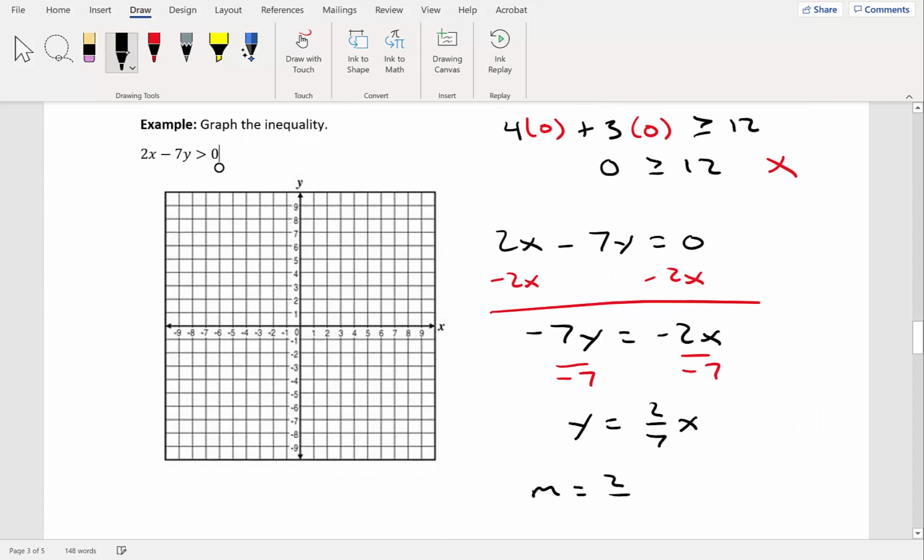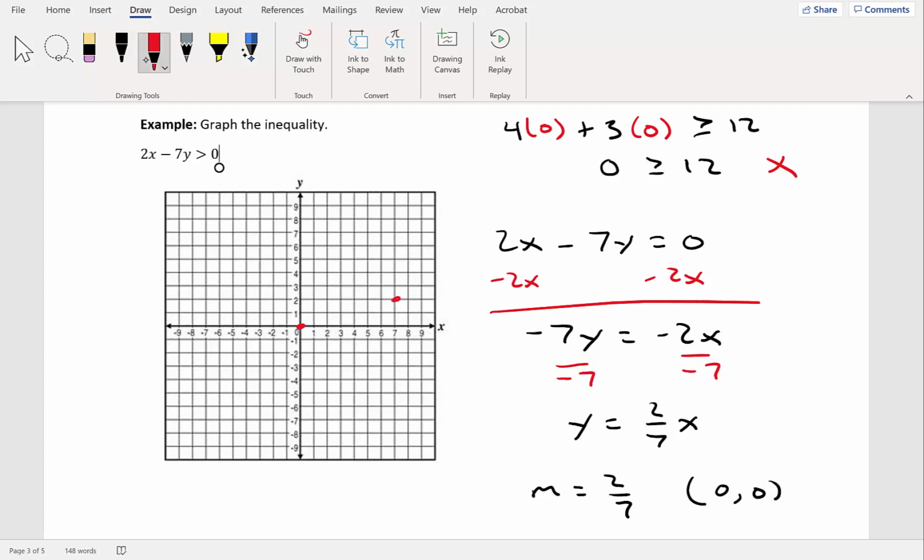So my slope here is 2/7. And my y-intercept, so if we don't have a plus or minus some number here, it's really like a plus 0. So our y-intercept here is (0, 0). Now let's go ahead and graph it. So we have our y-intercept, which is (0, 0). And now my slope is telling me to go up 2 to the right 7, which gives me this point.